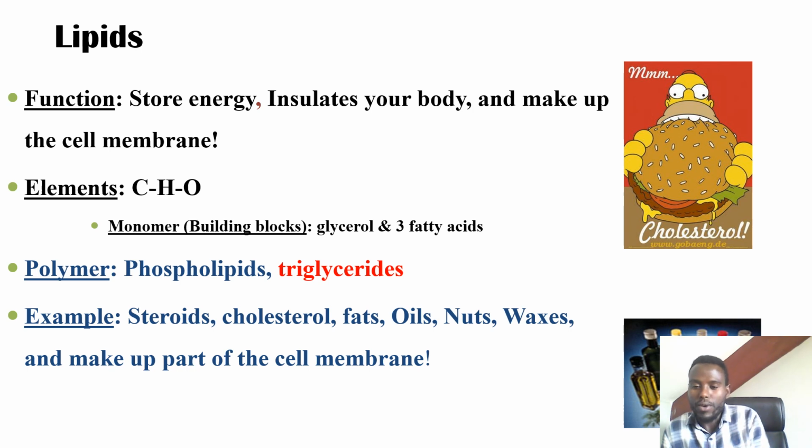When we see the polymers of lipids, phospholipids are a polymer of lipids, like triglycerides. Steroids are also lipids. For example, steroids, cholesterols, fats, oils, nuts, waxes, and the makeup parts of the cell membrane are examples of lipids that we can look at.